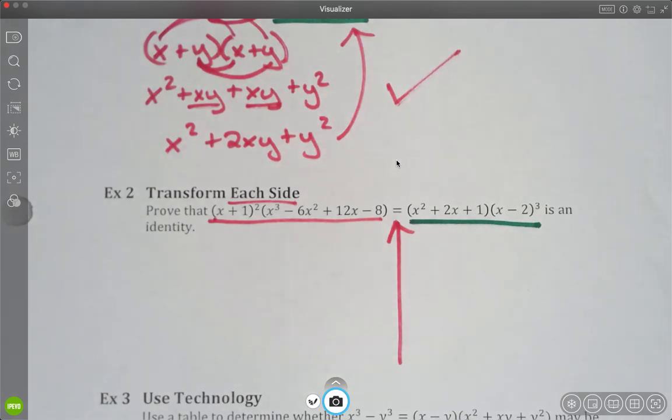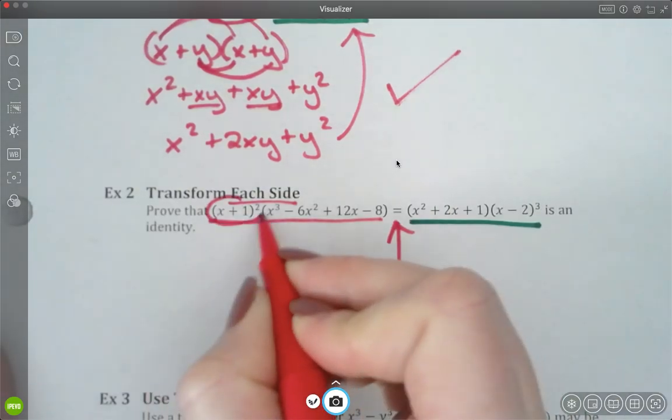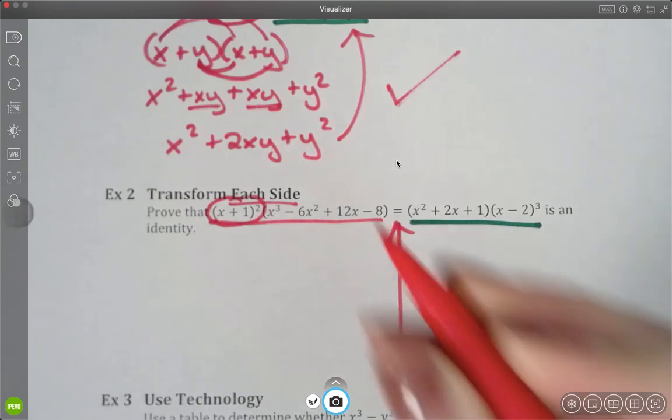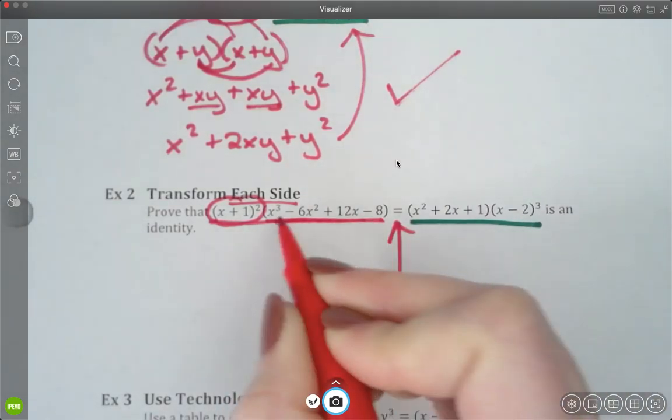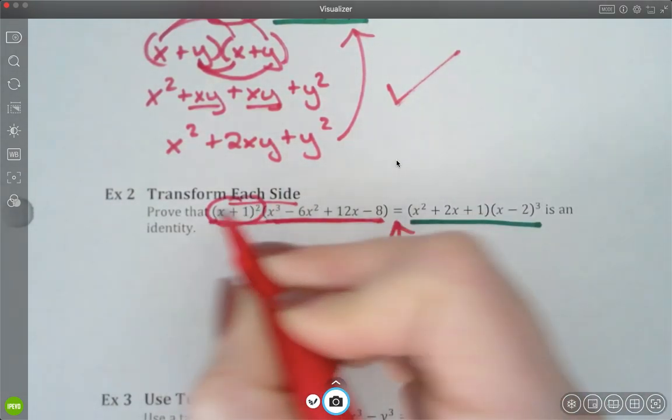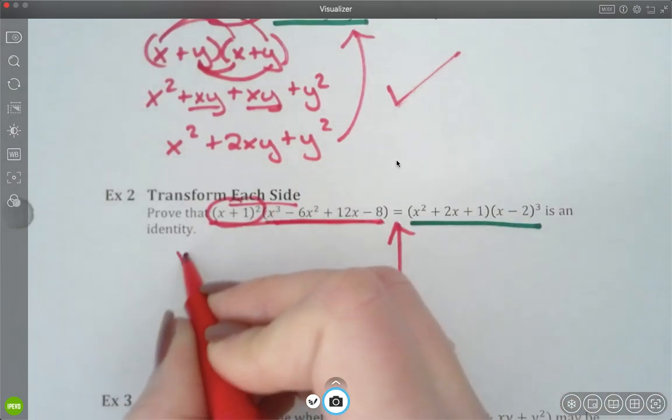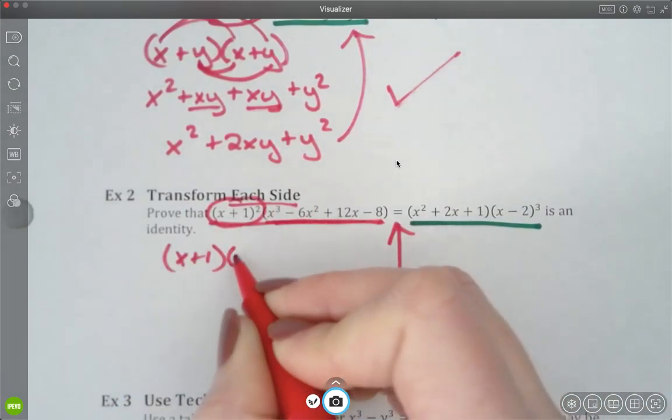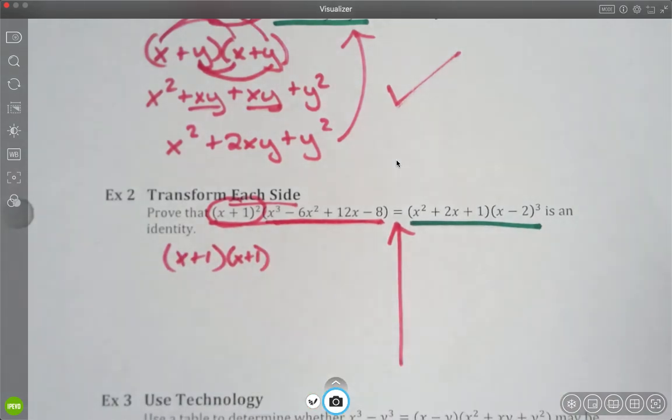So let's do this first. Let's write it out and focus on this guy, because this stuff over here I can't really do anything with. So x plus 1 squared, let's foil it. x plus 1 times x plus 1. I'm going to do it over here.